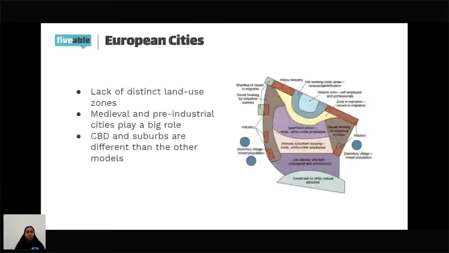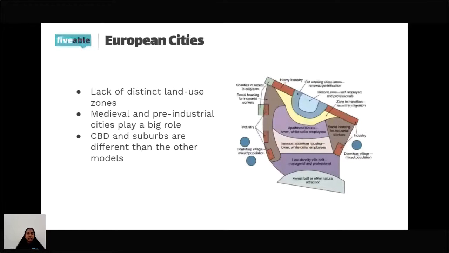For European cities, you don't actually need to know the model because it's kind of an approximation. This model is very approximate, but there are some concepts that you need to know. So one of them is that there's a lack of distinct land use zones. So there's no defined middle class zone. It's kind of just everything blends into each other. And a lot of European cities are based around their medieval and pre-industrial architecture. So you see a lot of stone walls and cobblestone streets and all of that stuff.